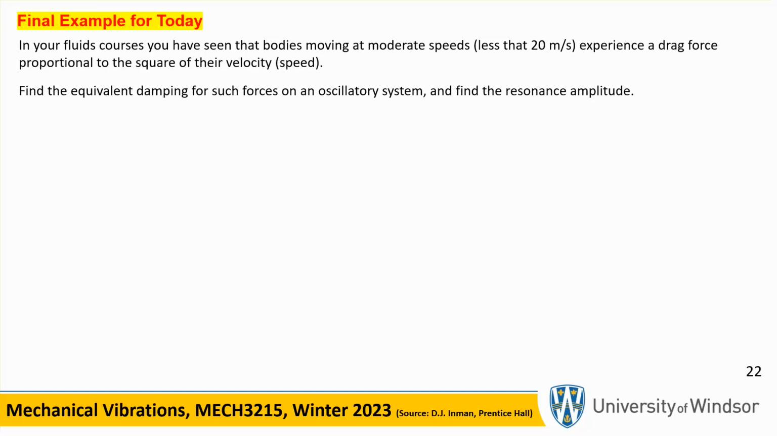So we want to find the equivalent viscous damper for this particular problem. We could just go through the same calculation that we did initially for the work done. We are told that the drag force is proportional to the velocity squared. Remember, for a viscous damper, this is not squared; this is just a one.